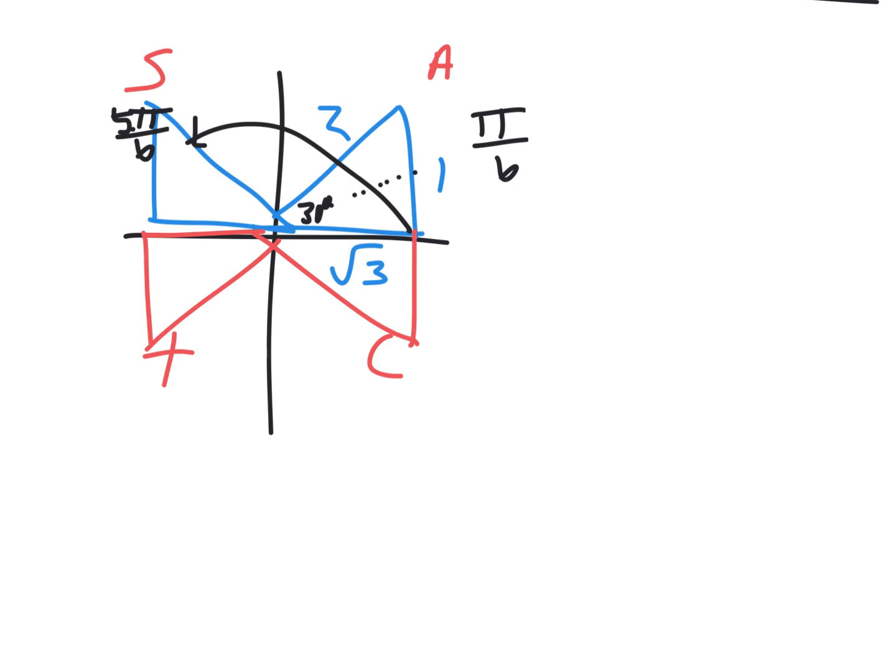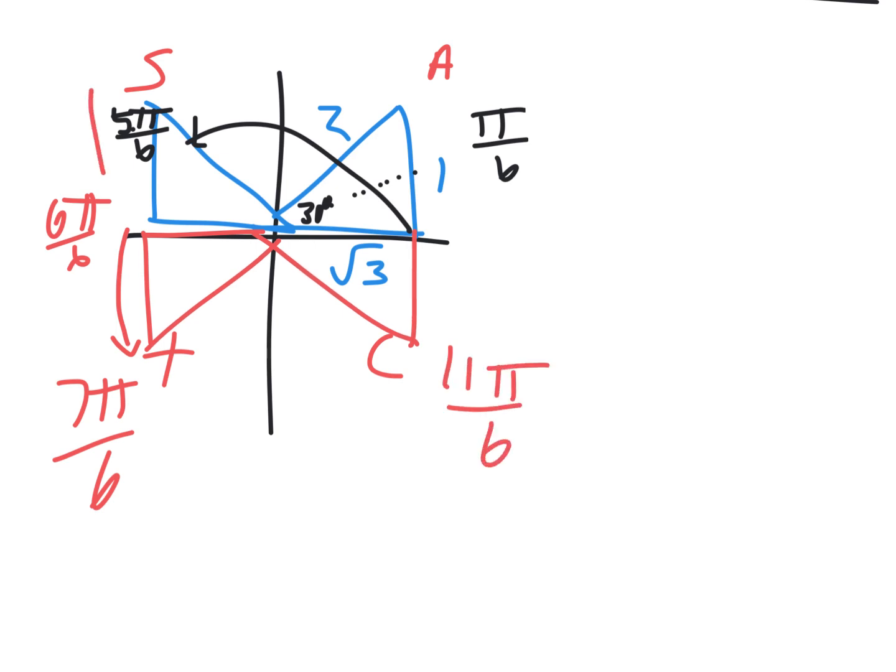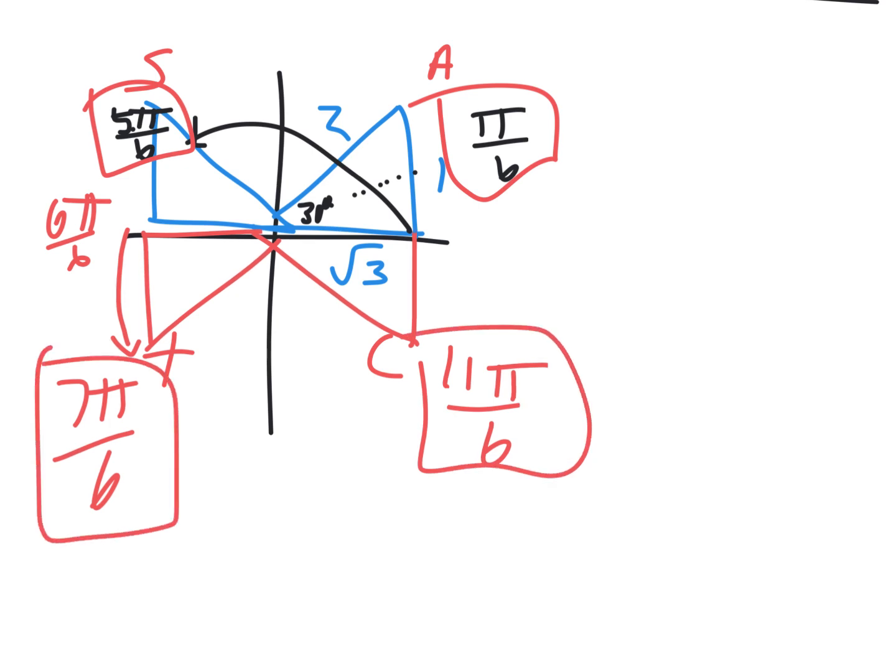So I got pi over 6, 5 pi over 6. If I keep going to here, this was 6 pi over 6, 7 pi over 6, and the last one, 11 pi over 6. So there are your 4 answers to that question. Do you get it's all circle trig, which is chapter 12, and I said was super important, and it still is?